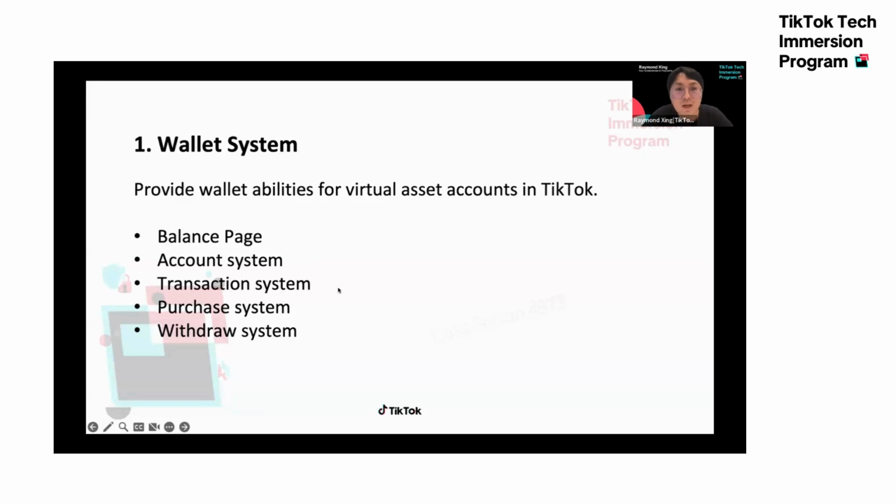Okay, so as Brian just talked about, the user interacts with outside channels like Apple Pay, Google Pay, and so on. So how does the user purchase with money and get the coins? Roughly, the purchase system does that: you interact with the channel and get some coins in TikTok. So this is the purchase system.